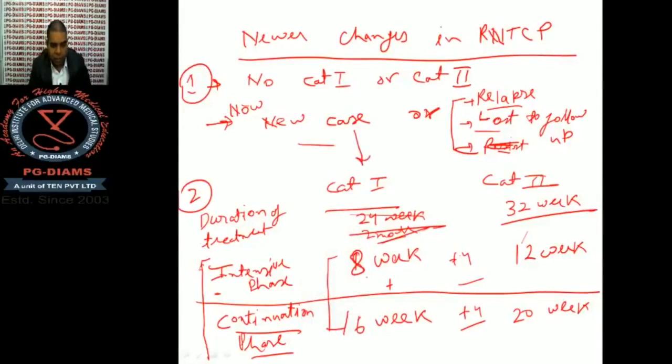That will be no category 1, new case, and this will be category 1, and category 2 is no more in use. New case and relapse or loss to follow up will be category 2, okay? So in this category 2 you will have 12 weeks of intensive phase and then 20 weeks of continuation phase. Just by adding plus 4 you can get this 12 weeks and 20. Total is 32 weeks, total is 24 weeks. Okay. What are the other changes?